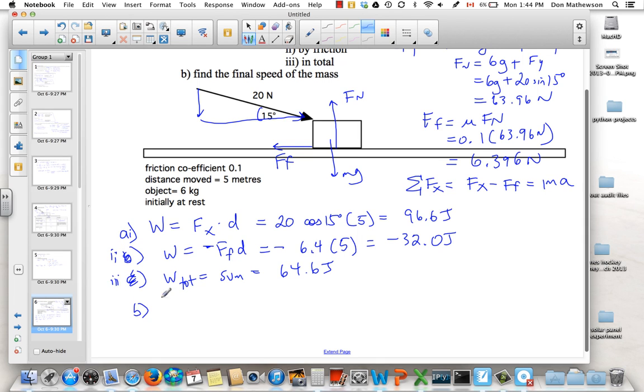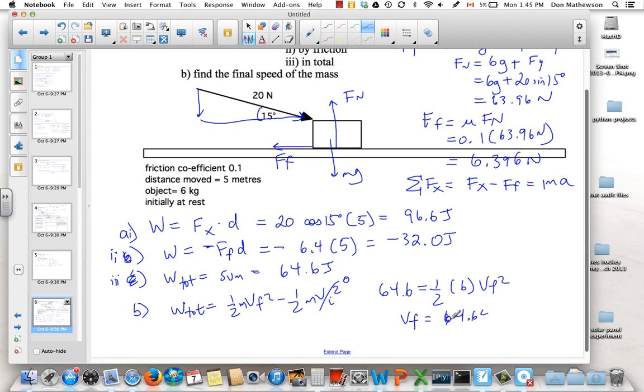Because now for part B, to find the final speed of the mass, there are several ways. One way is you find the acceleration and then do kinematics, or the way we'll do it, because it's a bit faster, is to say that the total work is the kinetic energy change, 1/2 mv squared. Because it starts out at rest, this whole term just disappears, and we can find the final speed. 64.6 joules of work on a 6 kilogram object. Divide by 3, take the square root, gives you a final velocity of 4.64 meters per second.